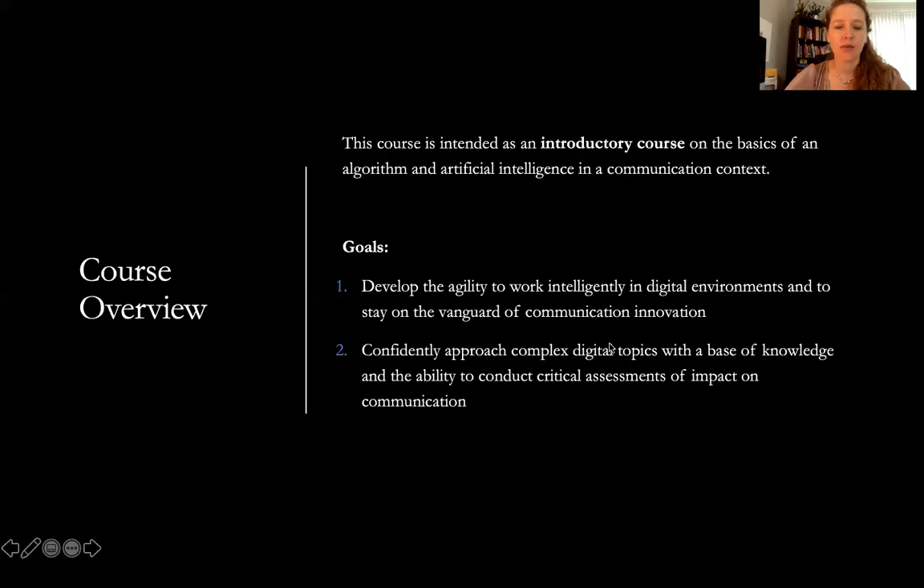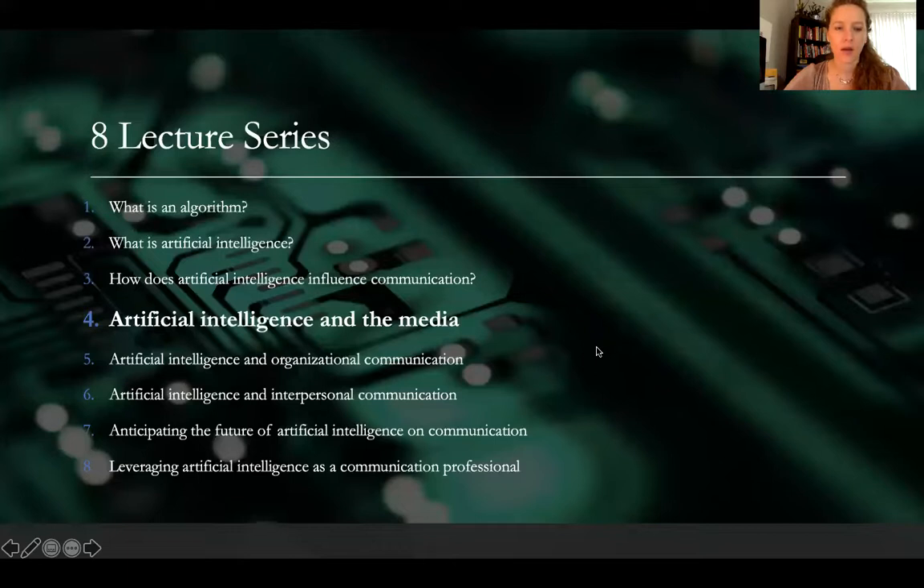Let's briefly review the goals of the course, as always, which is to help you develop the agility to work intelligently in digital environments and to stay on the vanguard of communication innovation. In my last three lectures, we reviewed the foundations of algorithms, foundations of artificial intelligence, and then we took a broad look at AI's influence on communication.